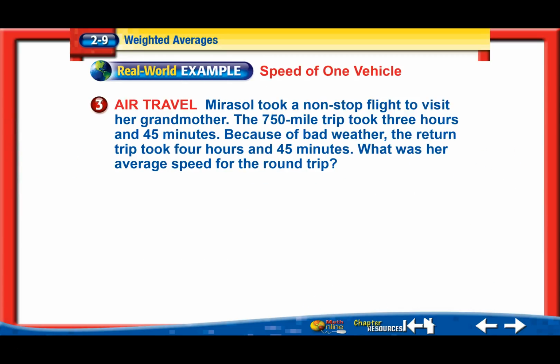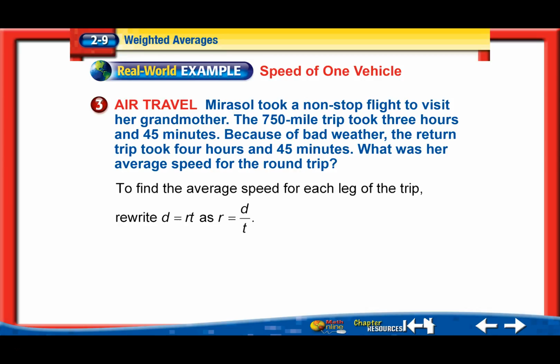Keep going. All right, air travel. Marisol took a nonstop flight to visit her grandmama. The 750-mile trip took 3 hours and some odd minutes. Because of bad weather, her return took 4 hours and 45 minutes. What was her average speed round trip?